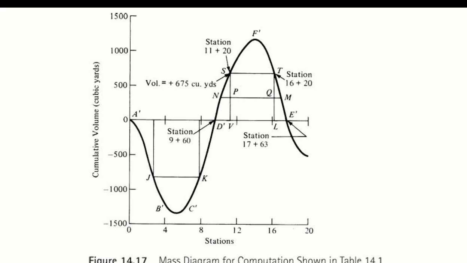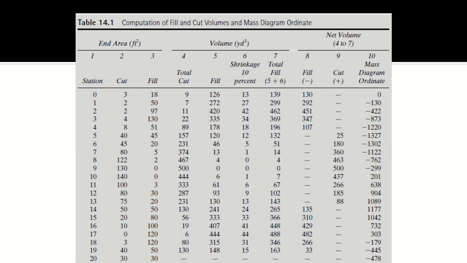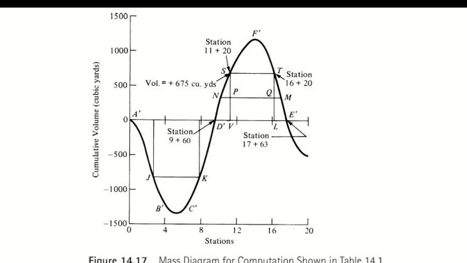So this is the plot which we have made from this table. The first column on the x-axis, the last column on the y-axis. This is called a mass haul diagram. This diagram tells you the total net quantity required with respect to distance.